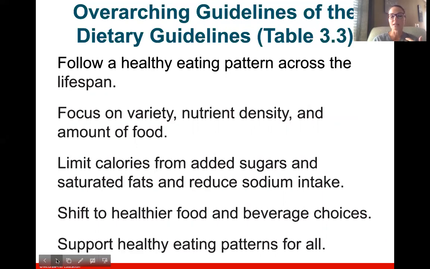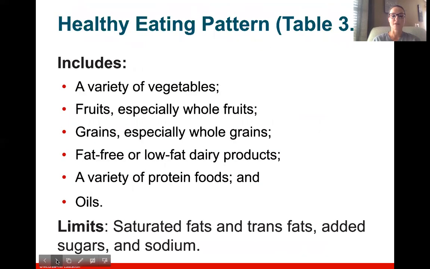So it's kind of vague, that supporting healthy eating patterns for all, but how I like to eat and how somebody else likes to eat is going to be different, and we need to recognize that we're not all the same, but if we're making healthy, good choices, we want to support that.